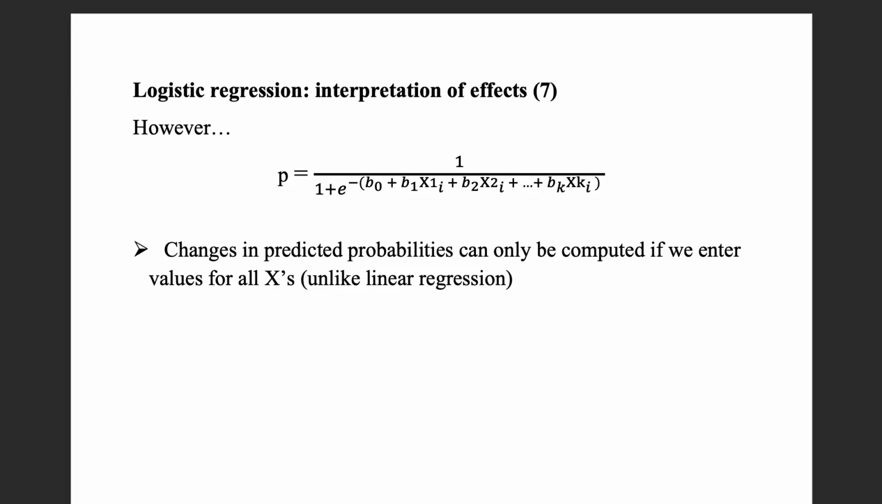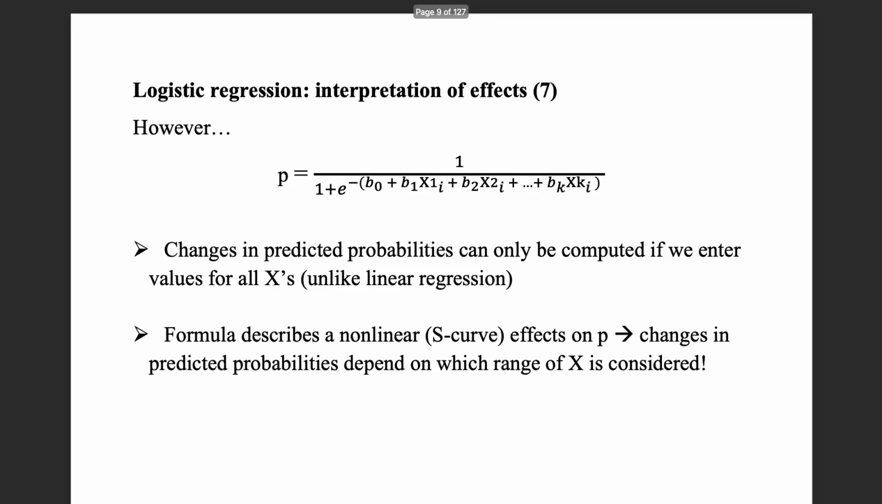We can't calculate changes in predicted probabilities without also knowing the values of not just the variable that we're interested in, so the x variable that we want to say something about its effect. We also need to know the values of all the other x variables in our model to compute these changes in predicted probabilities. And yeah, it is a nonlinear model. By definition, it makes sure that the effect that we are estimating of our independent variable on our dependent variable takes this S-curve if it's a positive effect, or reverse S-curve if it's a negative effect type shape. That's what we want it to do after all.